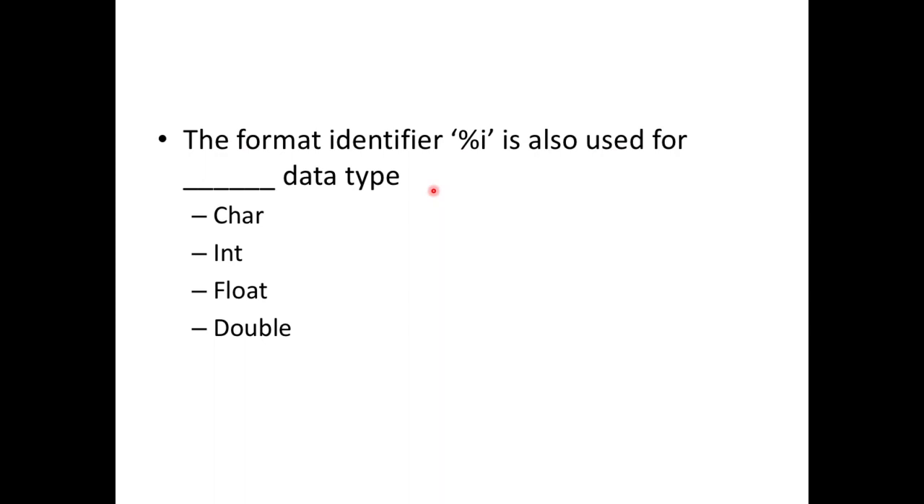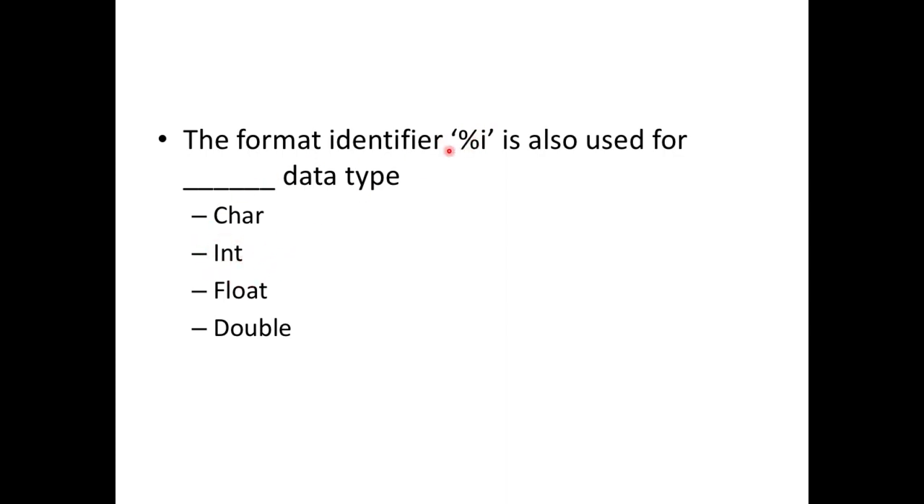The format identifier %i is also used for which data type? What data type does %i refer to? The options are character, integer, float, or double. So here you are using %i, or using %d. What is that %d? It is the format specifier or format identifier for the integer type. So you can even use %i as an integer type.